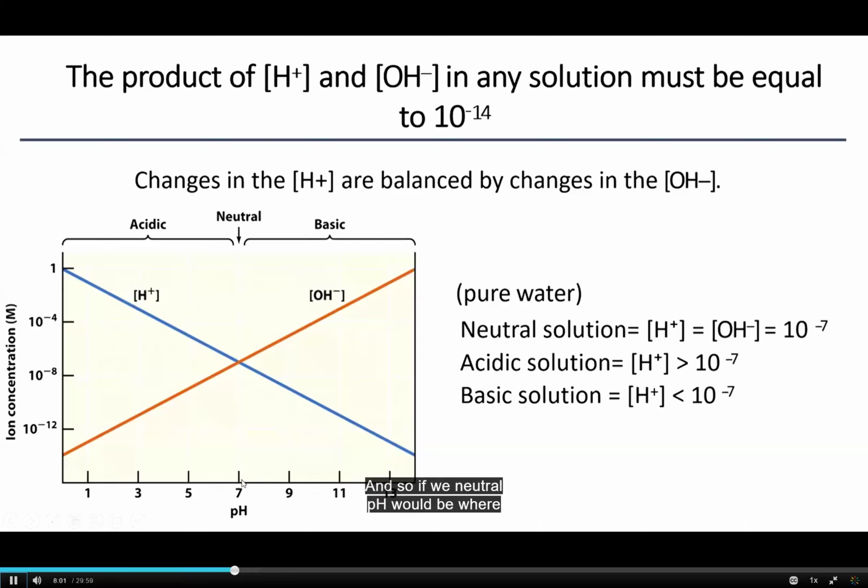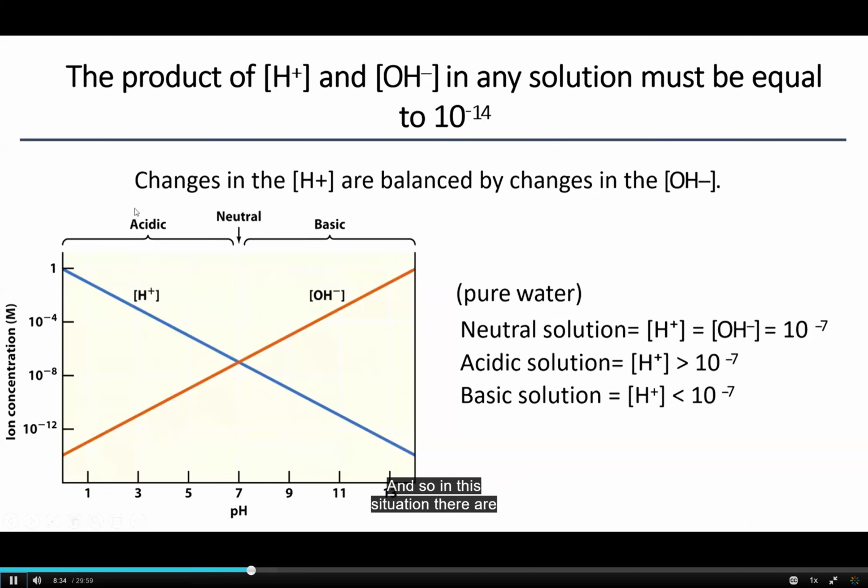Neutral pH would be where the concentration of hydrogen ions exactly equals the concentration of OH ions. That's a neutral solution right here at a pH of 7. I'm sorry, not the product, my mistake. These are equal to each other, and so each equals 10 to the minus 7. I'm sorry about that. At a pH lower than 7, we consider that acidic.